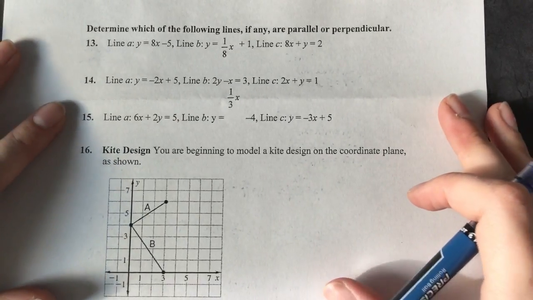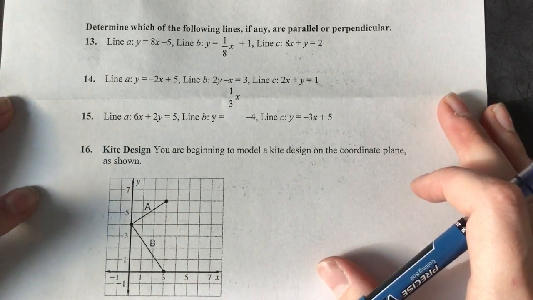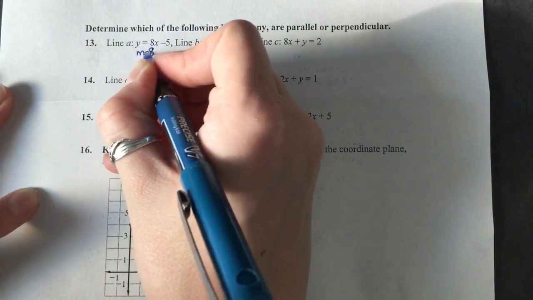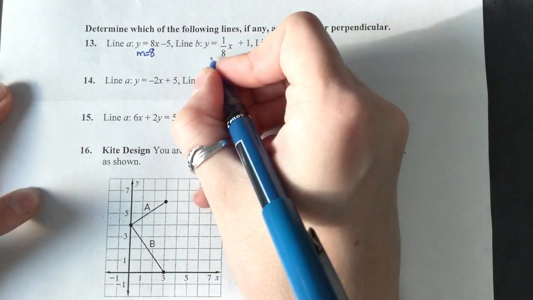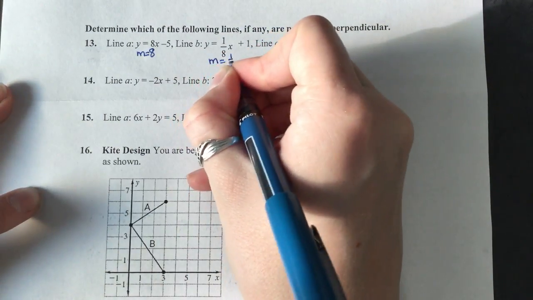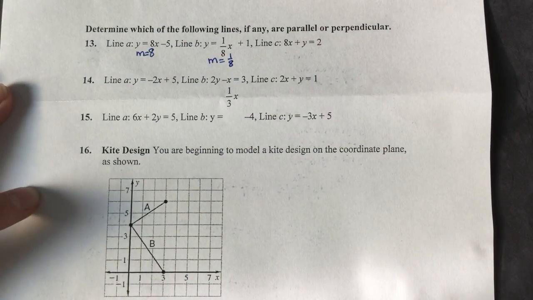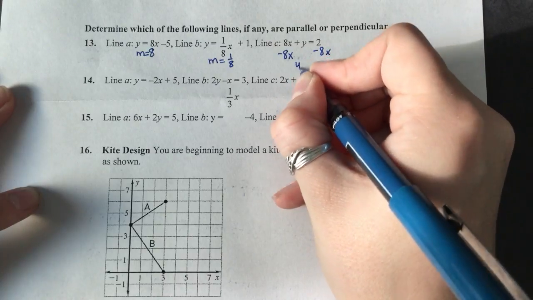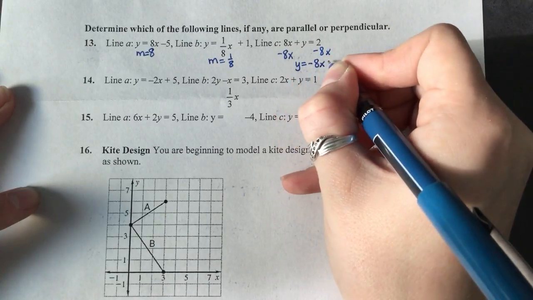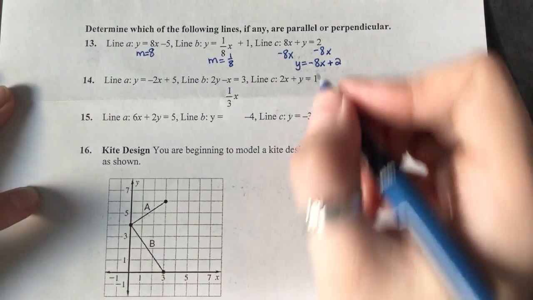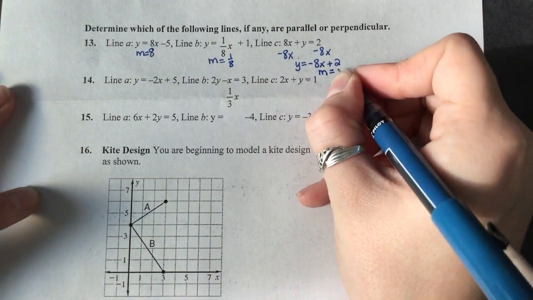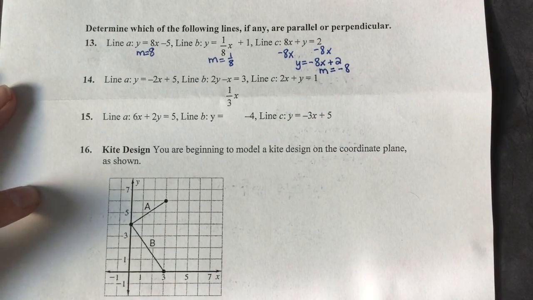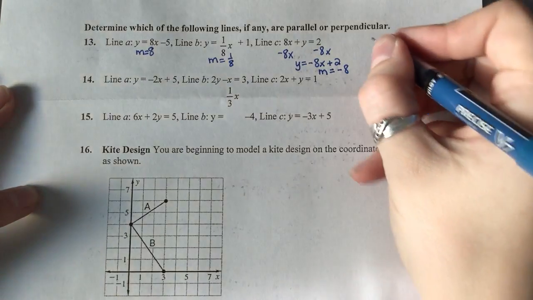Determine which of the following lines, if any, are parallel or perpendicular. Okay, so looking at line A has a slope of 8. Line B has a slope of 1/8. Line C, I don't know. Let's find out. Minus 8x minus 8x. Y equals negative 8x plus 2. So the slope of line C is negative 8. Are any of these the same? No. No parallel.